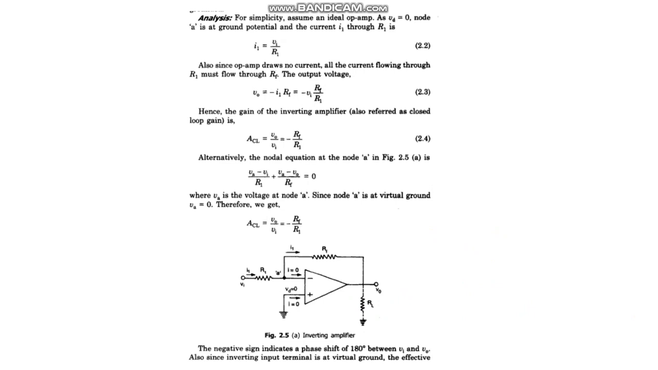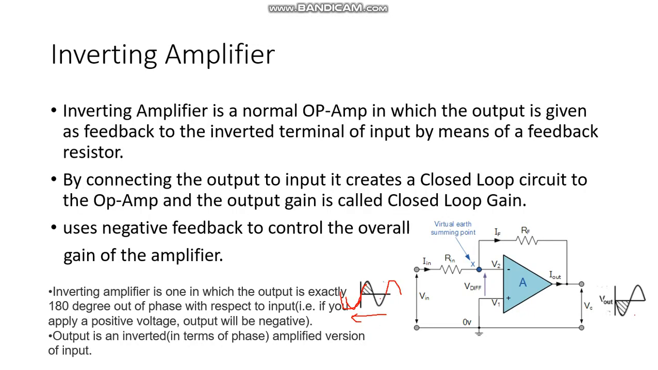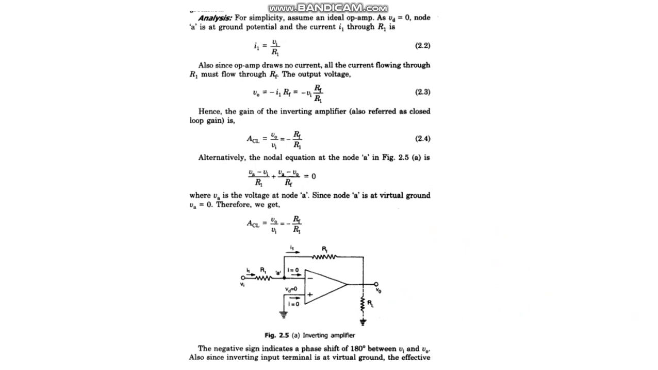So what we assume, Vd is 0, node A is at ground potential, and the current I1 through R1 is I1 equal to V1 by R1. Now what is this? So this is I1, right? What is this? Current equals potential difference by resistance. This is 0, which means this is also 0. Potential difference V1 minus 0 by R1, that is I1.